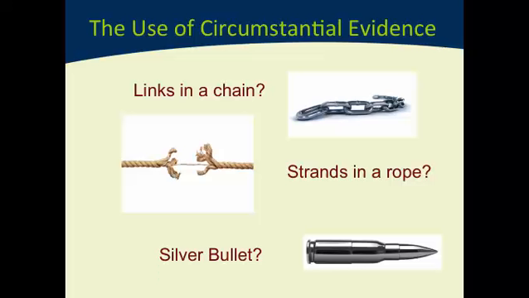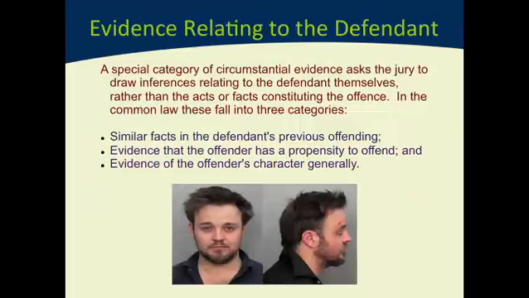Now, circumstantial evidence is so commonly used in criminal cases that it really makes no sense to start trying to run through a list of different occasions or different types. But one type of circumstantial evidence that we are going to look carefully at is circumstantial evidence that relates to the defendant. This is a special category of circumstantial evidence because it's not looking at facts surrounding the offence. It's looking at facts surrounding the person.